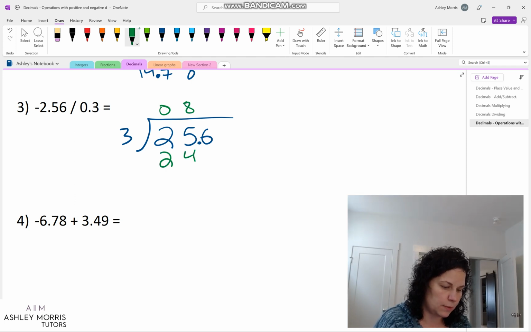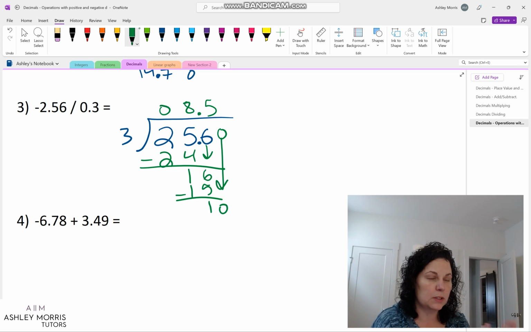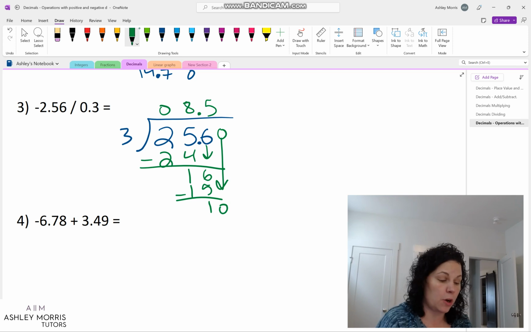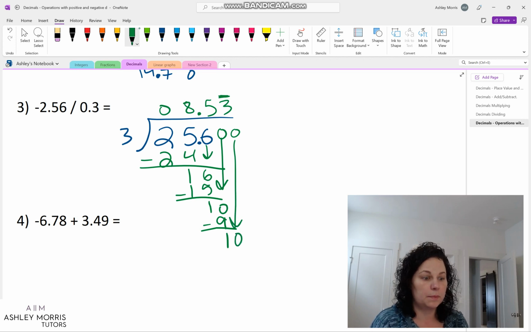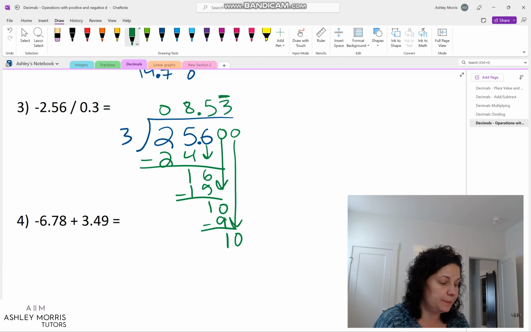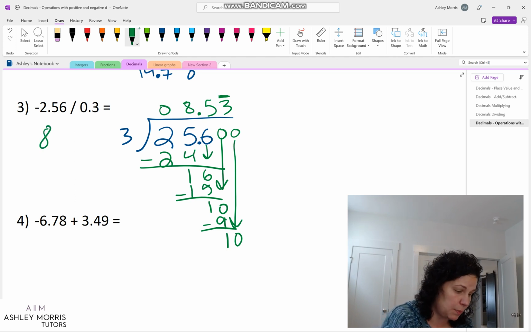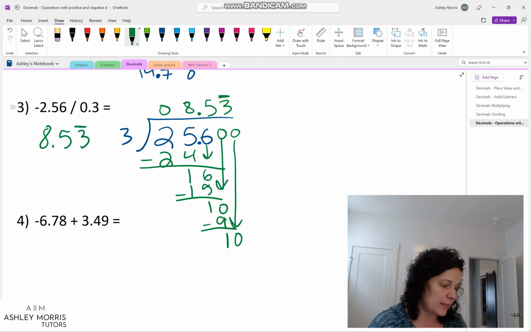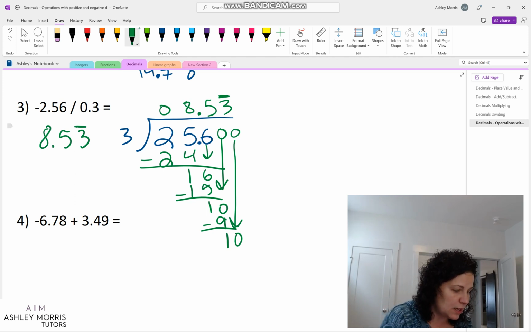That gives me 24. Bring up my decimal, bring down my 6. 3 goes into 16 5 times. Add a 0. Now I'm going to just go one more number so I get my hundredths. Read the directions, talk to your teacher, see how far they want you to go. 3 goes into 10 3 times, and I get 1 left over. Oh, this ends up being a repeating 3, because you see how I'm going to get a 1, so I'm going to add a 0 and bring it down. Goes into 10 3 times. So this ends up being cool because it just repeated. So 8.53 where the 3 repeats. And then let's check my signs. A negative divided by a positive is a negative.